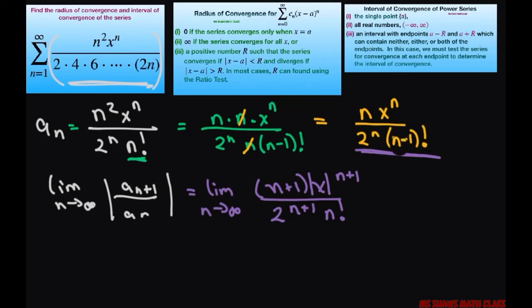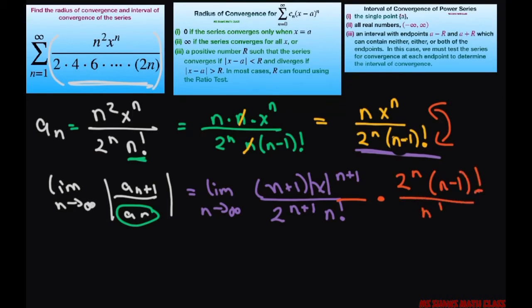Now, for the a sub n part, what I'm going to do is just multiply by the reciprocal. Dividing by a sub n is the same as multiplying by the reciprocal. So this is going to be 2 to the power of n times n minus 1 factorial divided by n times absolute value of x to the power of n.